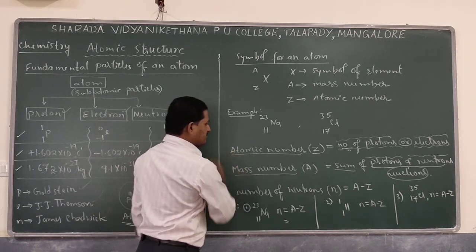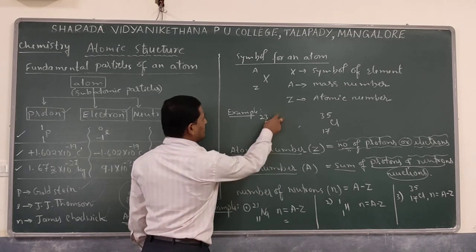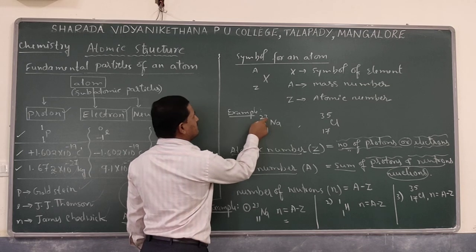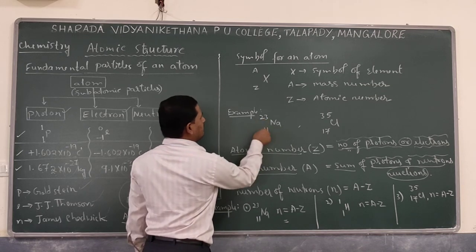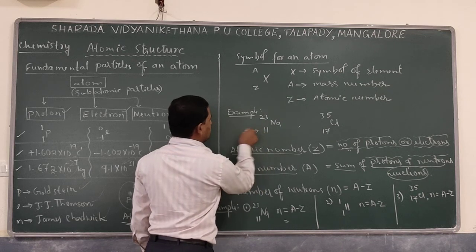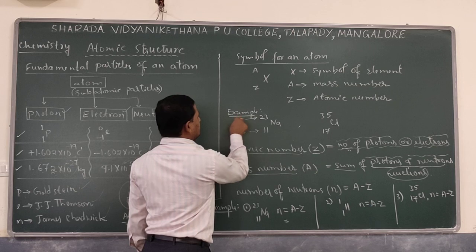Atomic number and mass number are very important. Let us go with the example. I have sodium. So in sodium, the symbolic representation is 11Na23. In that, 11 stands for atomic number, that tells about the Z value. 23 stands for mass number, that is the A value.